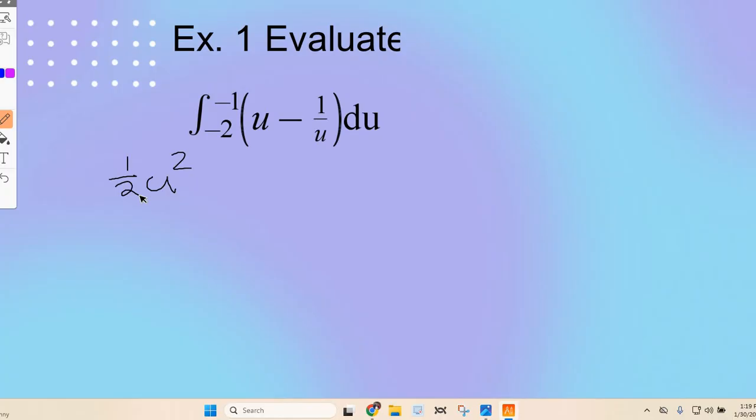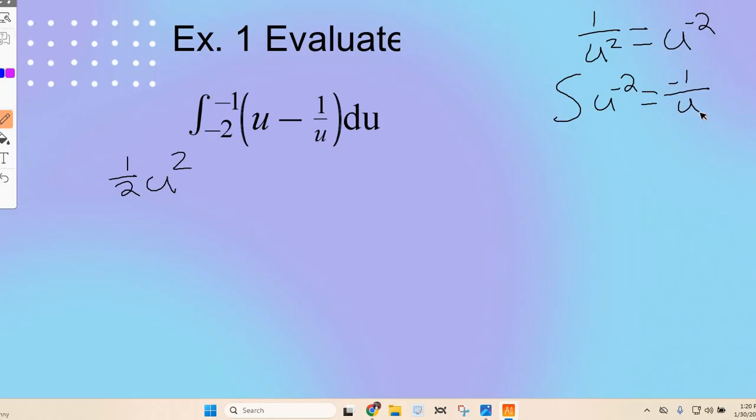Then remember that sometimes we have to rewrite things in order to take our antiderivative. So if I have 1 divided by u squared, I can rewrite that as u to the -2. So if I take the antiderivative of that, I add 1, which is -1, divided by -1, so I just get -1 over u.